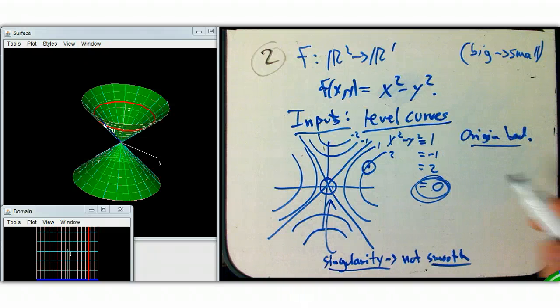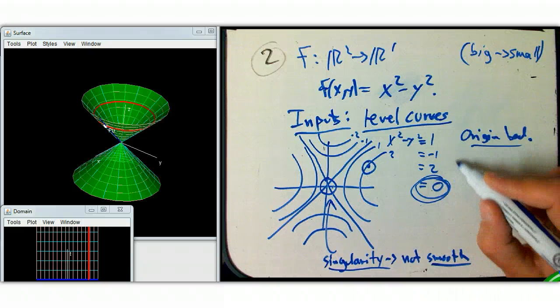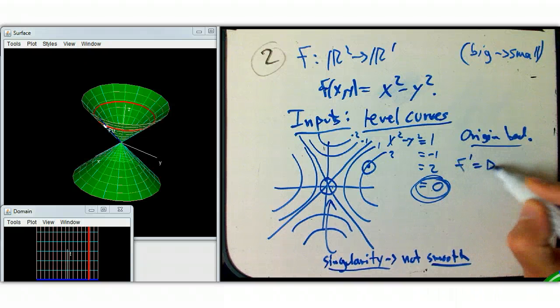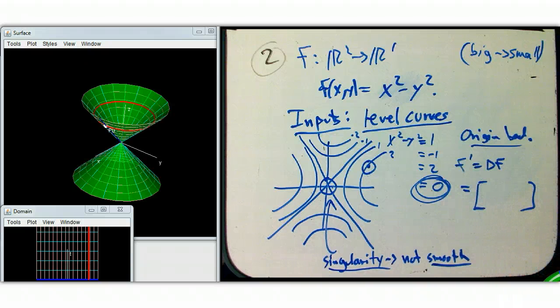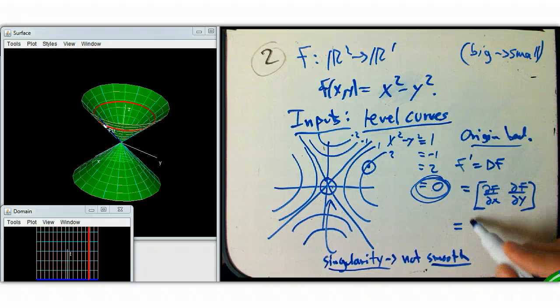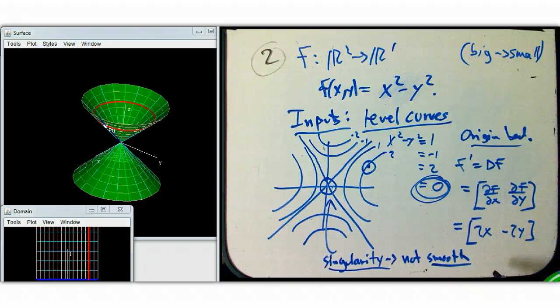Well, let's look at the matrix of derivatives of this guy. Okay, f prime, or df, that's going to be, there's one output, 2 inputs. And so that's just going to be df dx, df dy. That's the matrix of derivatives here. df dx is 2x, df dy is minus 2y. Aha! So at the origin, that's going to be the 0 matrix.